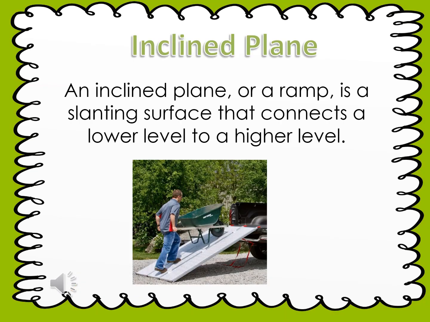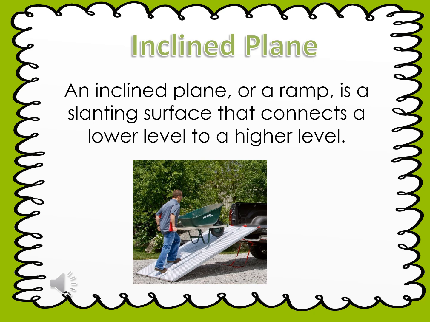The first simple machine that we are going to learn about is the inclined plane. An inclined plane or a ramp is a slanting surface that connects a lower level to a higher level. Now look at the man pushing a cart up the ramp. Without the ramp, it would be harder to lift the cart from the ground to the truck. It would take a great deal of effort to move the cart to the truck. So he is using a simple machine called an inclined plane.